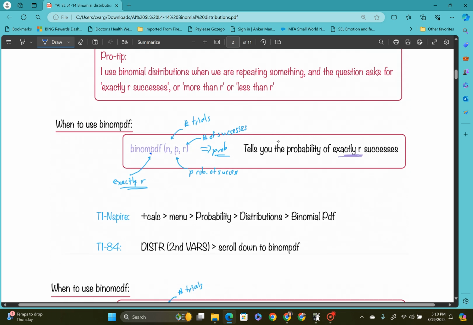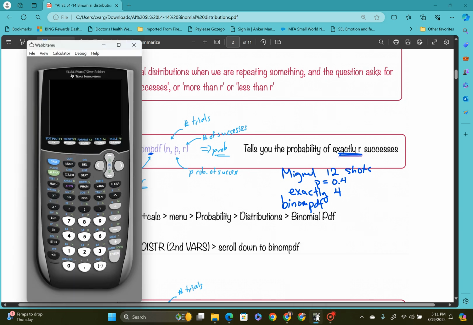So binom PDF, again, this is whenever you have exactly R. So if I said Miguel hits a target, let's just say, and he takes 12 shots, and his probability of success is 0.4. And if I said find out what's the probability that he will hit exactly 4 shots, how we plug this into the calculator is we do binom PDF. I'm going to write this down first. And then let's go ahead and do this. So where's binom PDF in the calculator?